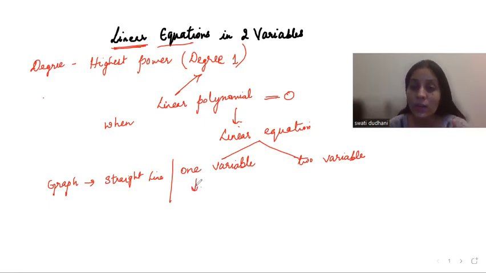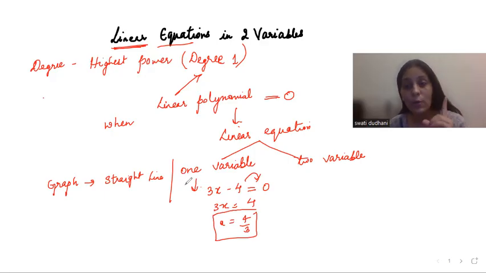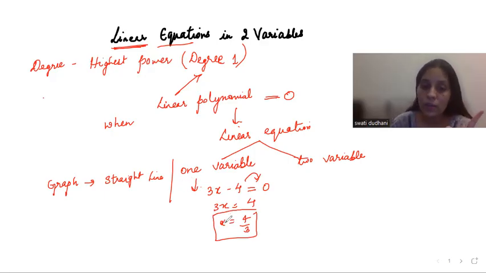One variable means one unknown. For example, let me take 3x minus 4. This is a linear polynomial in one variable. So if I equate it to 0, it becomes a linear equation. How do we find the solution for this? 3x equal to minus 4, transfer plus 4, so x equal to 4 by 3. So when you have one variable, you just have one solution. Here the value of x is 4 by 3. It cannot take any other solution. So one solution for a linear equation in one variable.